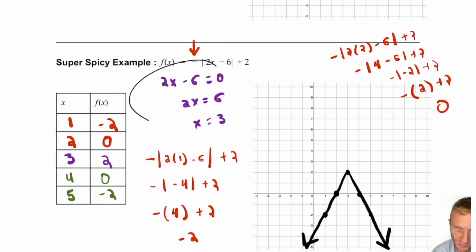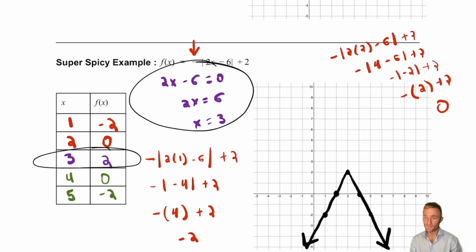So the last key point for today: the idea that you can graph any absolute value function by finding the vertex, which you find by setting the absolute value equal to 0, and then plugging in a couple points on either side. That'll get you your absolute value functions graphed.